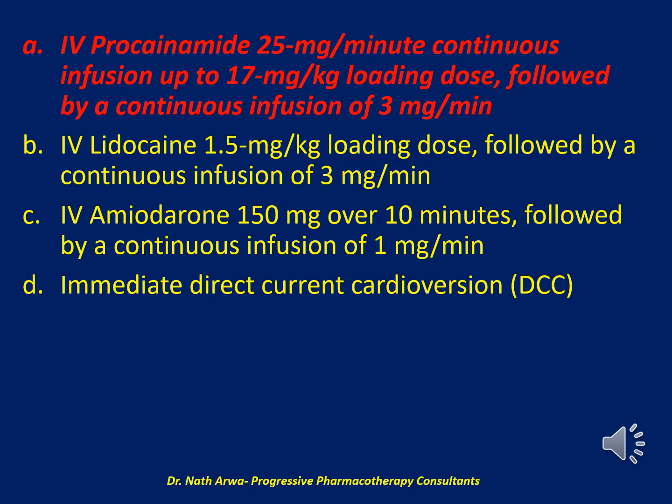And the correct answer is A. IV procainamide 25 mg per minute continuous infusion up to 17 mg per kilogram loading dose, followed by a continuous infusion of 3 mg per minute. Immediate DCC is not indicated or necessary because the patient is not hemodynamically unstable.